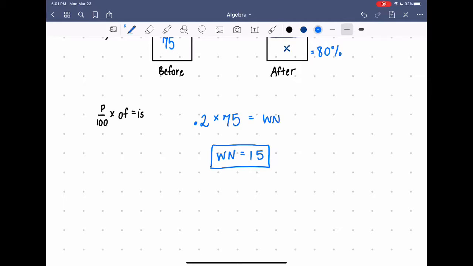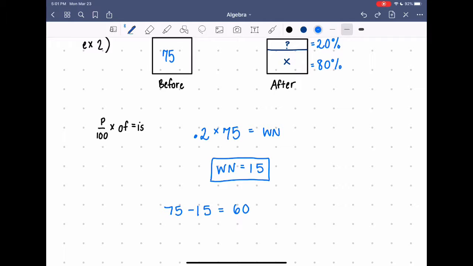And then we could even go one step further and figure out how many they have left, because we know they had 75 and they gave away 15, and then you would know that they still have 60 thingamabobs. So that would be the number right here in that box.